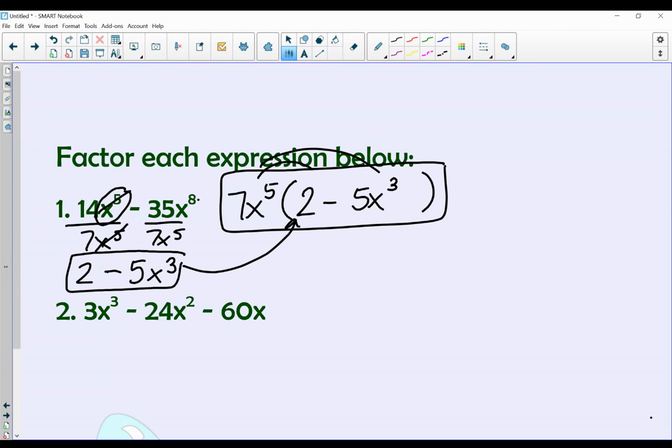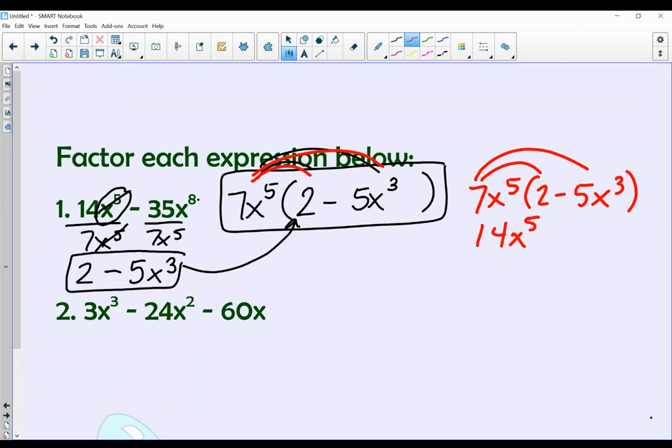And hopefully you remember the way that you check to see if you did this correctly is by literally distributing it back in. So if I do 7x to the 5th times 2 minus 5x cubed, let's just check real quick. 7 times 2 gives us 14, x to the 5th. And then 7x to the 5th times 5, that gives us 35. And if you forgot what happens with the exponents when you multiply, they get added. So 3 plus 5, that gives me x to the 8. So now we know we did this correctly.